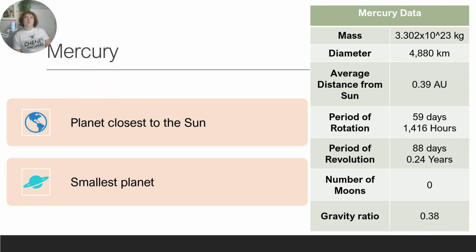And then the gravity ratio, so how heavy we would feel on Mercury versus how heavy we feel here on Earth, is only 0.38. So we weigh just a little over a third of our mass. So if you are a 100-pound human here on Earth under our gravitational pull, you're only like 33 odd pounds on Mercury.